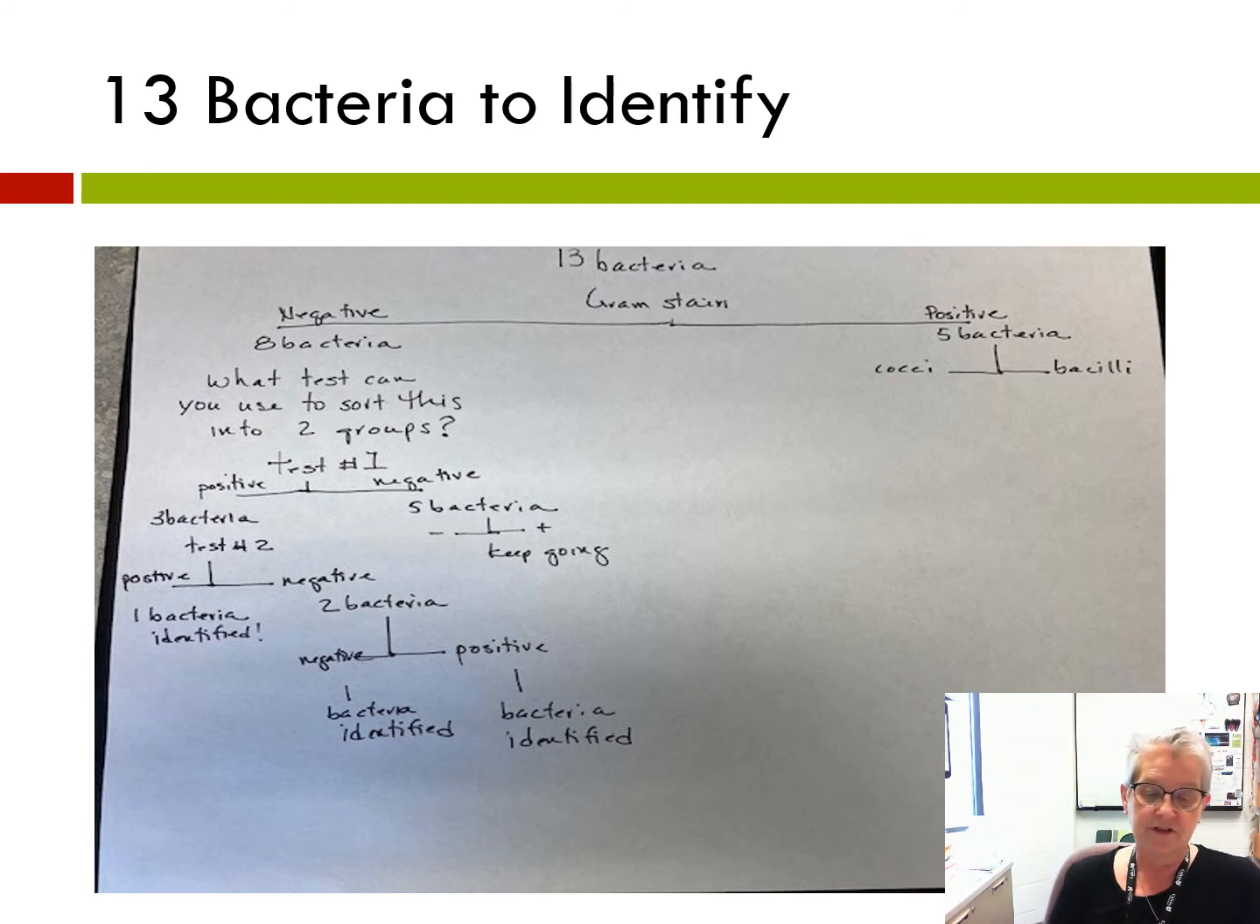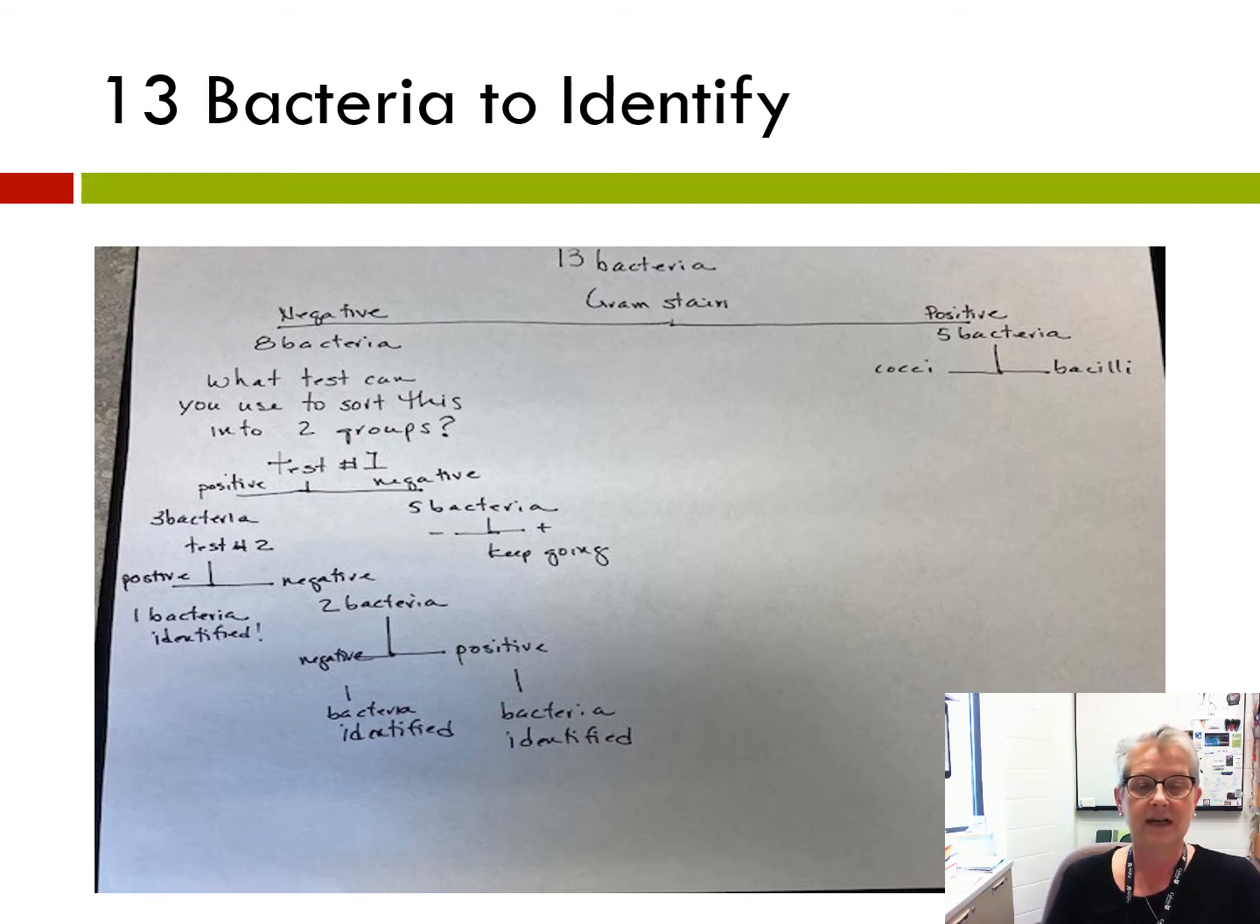So let's say the first test you chose splits that group of 8 into 3 that were positive for that test and 5 that are negative. Well, if we focus on the 3 that were positive, now what's the next test you could do that would sort those 3 into 2 new groups? You could choose a test. Hopefully one of them would be positive and the other 2 would be negative.